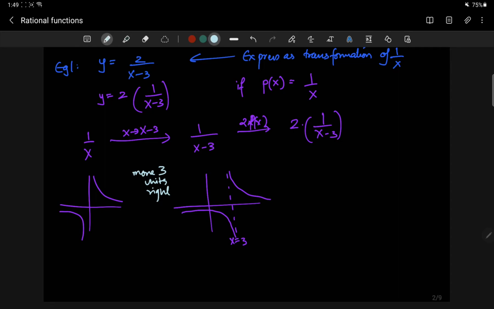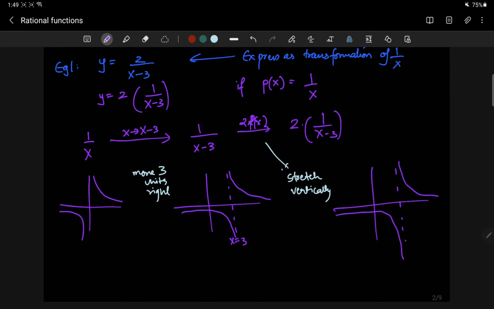And then lastly, we multiply by 2. Multiply by 2 just means we stretch. How do we stretch? Stretch vertically. Now if I stretch this image vertically, it's not going to change where my asymptote is. And if you're making a rough sketch, there's hardly going to be any difference in how it looks, because the basic shape remains the same. That's the whole point of these transformations.